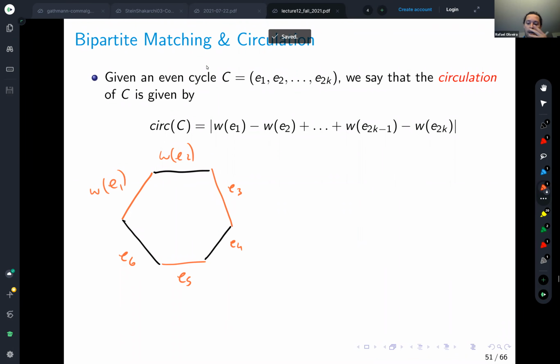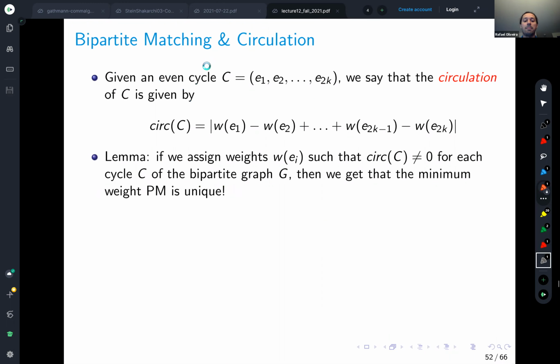Okay, so now here's a lemma. Suppose that I'm giving you weights, because remember, in the bipartite matching problem, our graph is unweighted. We just want to say if it has a perfect matching or not. And the lemma is the following. If we assign weights to the edges such that the circulation of any even cycle of my bipartite graph is different from 0, then we get that the minimum weight perfect matching is unique. Does that make sense?